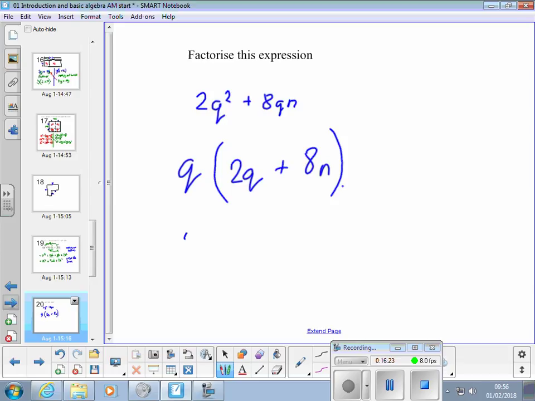You can take the 2 out, so you can have 2Q outside. What do I have to do to get 2Q to 2Q? I have to multiply it by 1. Yep. Oh, it's Q squared, isn't it? I've got to get it to 2Q squared. Yeah. And plus, what have I got to do to get 2Q to 8QN? Multiply by 4N.